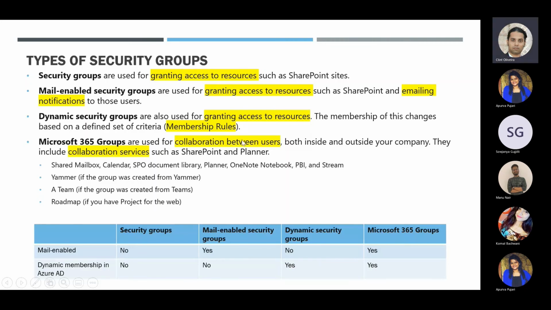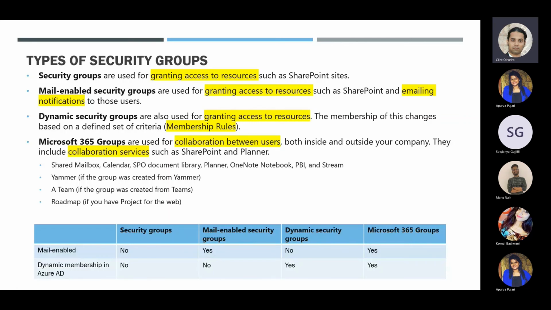Now, this is a brief chart of security groups. They are not mail enabled. They are not dynamic membership. Mail-enabled security groups, they are mail enabled. The membership is not dynamic. Dynamic security groups, they are not mail enabled and their membership is dynamic. And lastly, you have the unified group or the M365 group, which is both mail enabled and the membership can also be dynamic.